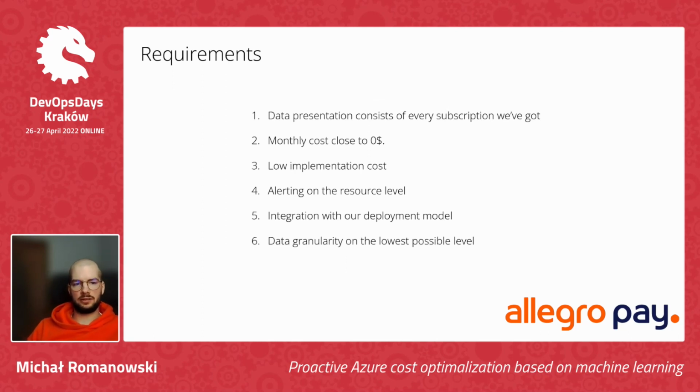The third point is that we should keep the implementation cost at the lowest level possible. And by implementation, I mean the time that we will spend implementing this solution. The fourth point is that we would like to have alerting on the resource level. As you can imagine, getting an alert for the whole subscription is not what we want. Rather, you would like to have an alert about a specific resource that is going through the roof.